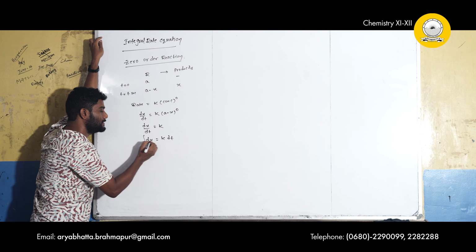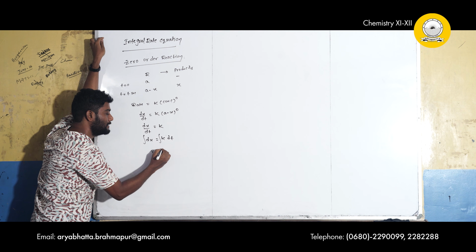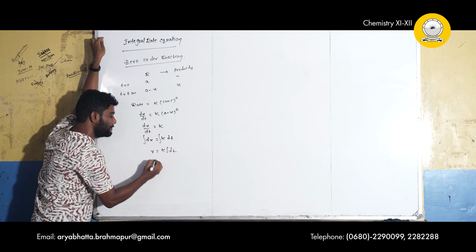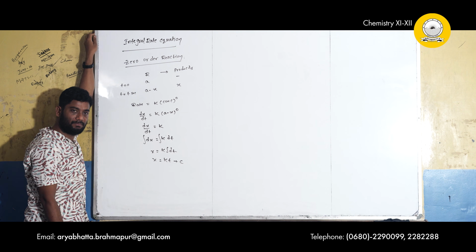Now I can integrate both sides. The integral of dx is x, and the integral of k dt is kt. So x equals kt plus c, the integration constant.